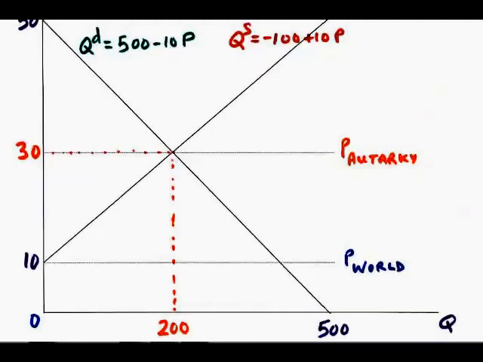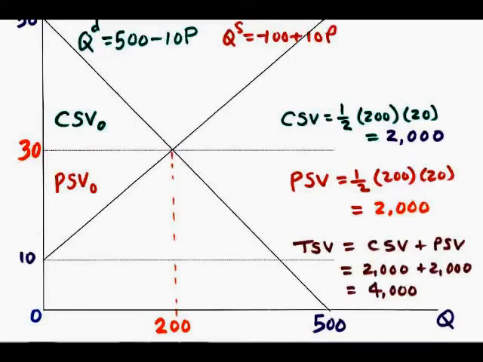Here's the analysis. You notice the domestic price when there's no trade, p equals 30. And the quantity, if you plug 30 into the demand and supply equations, 10 times 30 is 300. Minus 100 is 200, so the quantity is 200. We're going to define the concepts of consumer surplus value and producer surplus value.